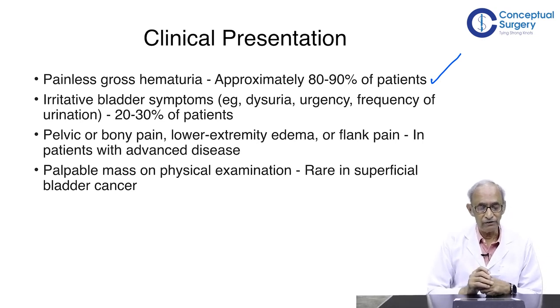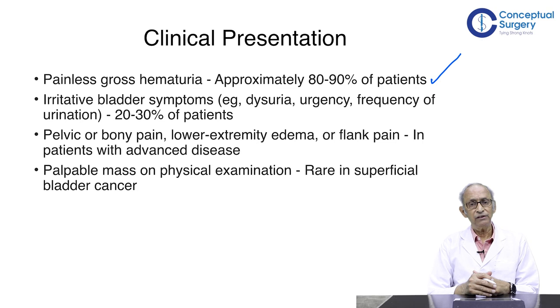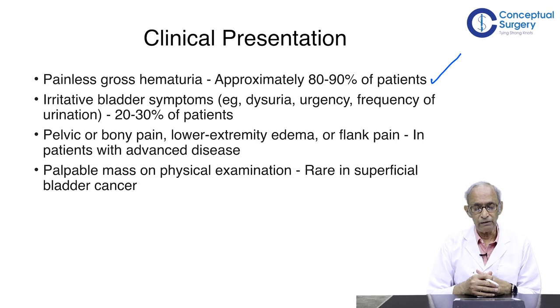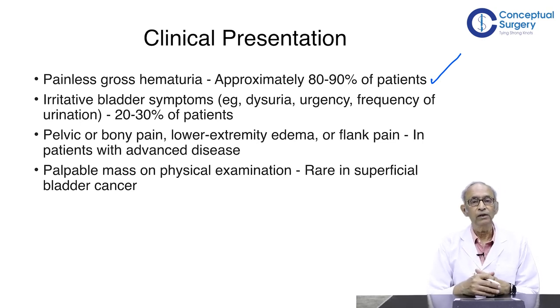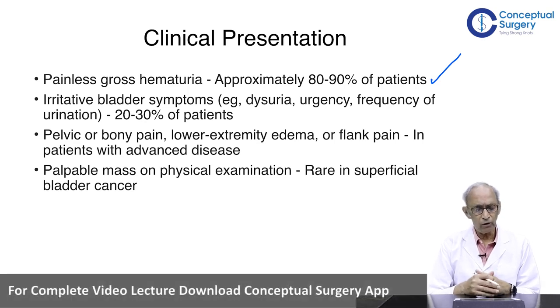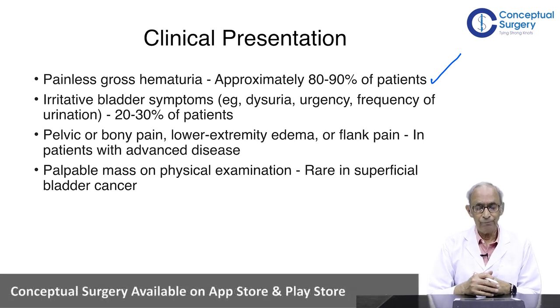So irritative bladder symptoms. And of course, if by chance there has already been a metastasis, then pelvic or bony pain and lower extremity edema, we will see when we talk about the lymphatic drainage of the bladder. Involvement of the lymph nodes in the pelvis would obviously affect the lymphatic drainage of the lower limb and give rise to lower extremity edema. There can also be flank pain if there is advanced disease.